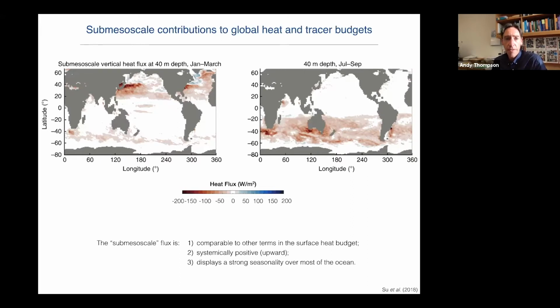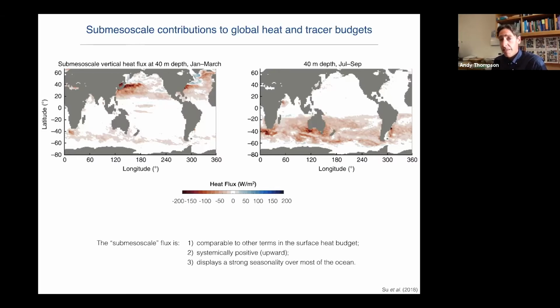And so in the upper left, you're looking at the vertical heat flux just at 40 meters depth. So that's important. And you're looking at northern hemisphere winter, and you can see that most of the northern hemisphere lights up, certainly stronger in the western boundary currents, but it's much weaker in the southern hemisphere. And when you move to the northern hemisphere summer, you see the southern hemisphere light up. So there's some real seasonality here again in both hemispheres.